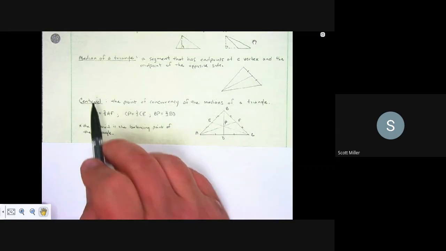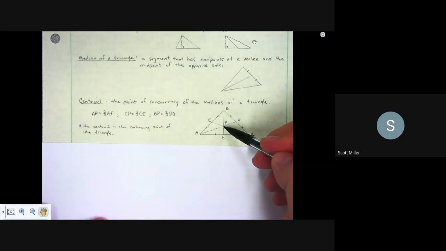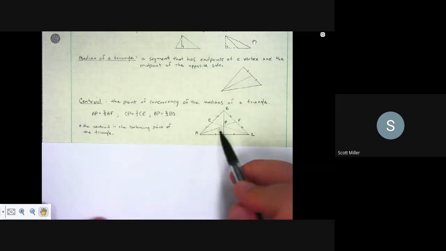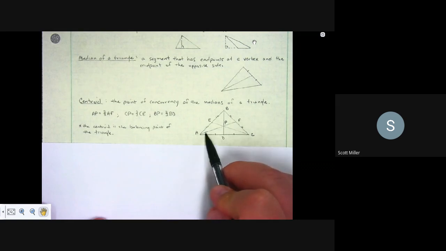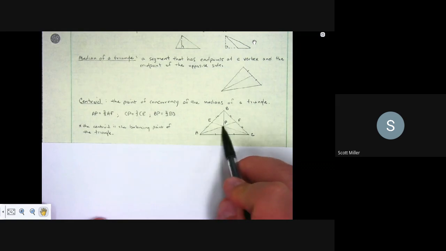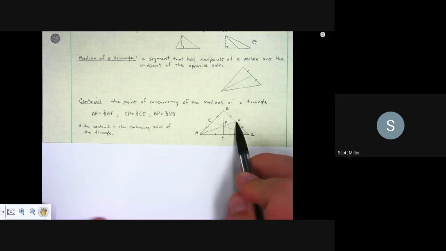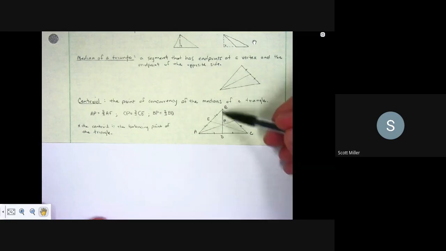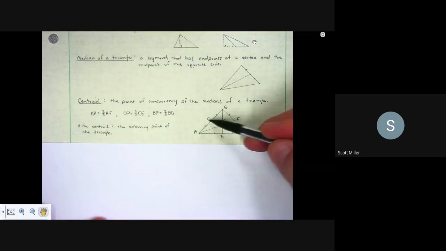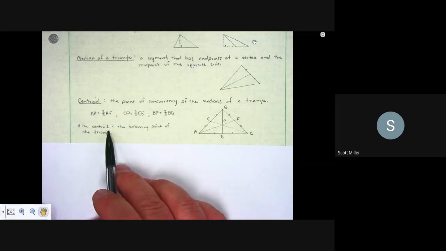So what is the centroid? The centroid is a point, and its characteristics are it is 2/3 of this distance from the vertex. So this distance right here, from A to P, is 2/3 of the entire length of that median. Same thing from every one of these. This distance is 2/3 of the whole distance. This distance from C to P is 2/3 of the distance from the whole thing.